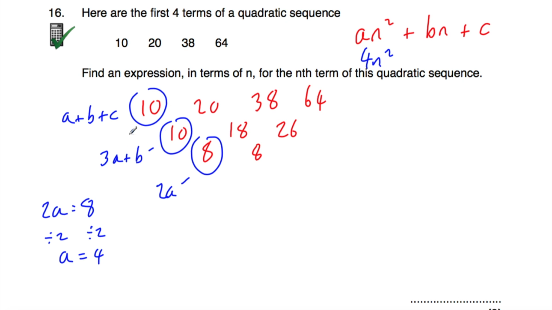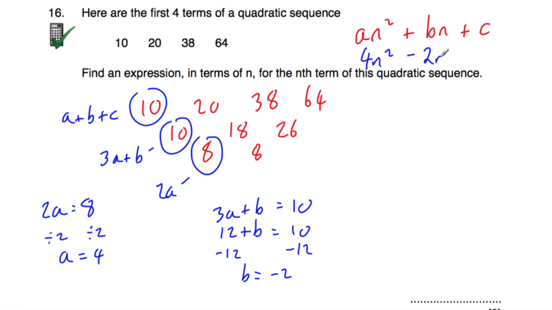Now, if we look at our first difference, we've got 3a plus b is equal to 10. A is equal to 4, so 3 times 4 is 12, so we've got 12 plus b is equal to 10. And if we take away 12 and take away 12, we get that b is equal to negative 2, so it's going to be minus 2n.